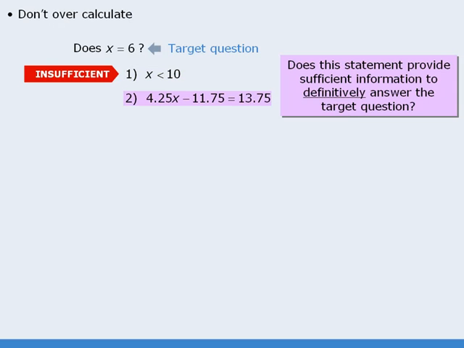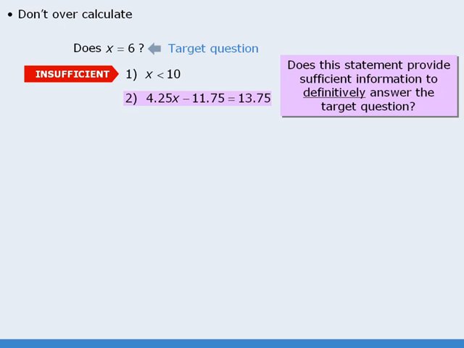Now on to statement 2. Does this statement provide enough information to answer the target question? Well, here's the mistake that some students make. They take the equation and proceed to solve it. Doing this wastes valuable time, since it is not necessary to solve this equation for x.